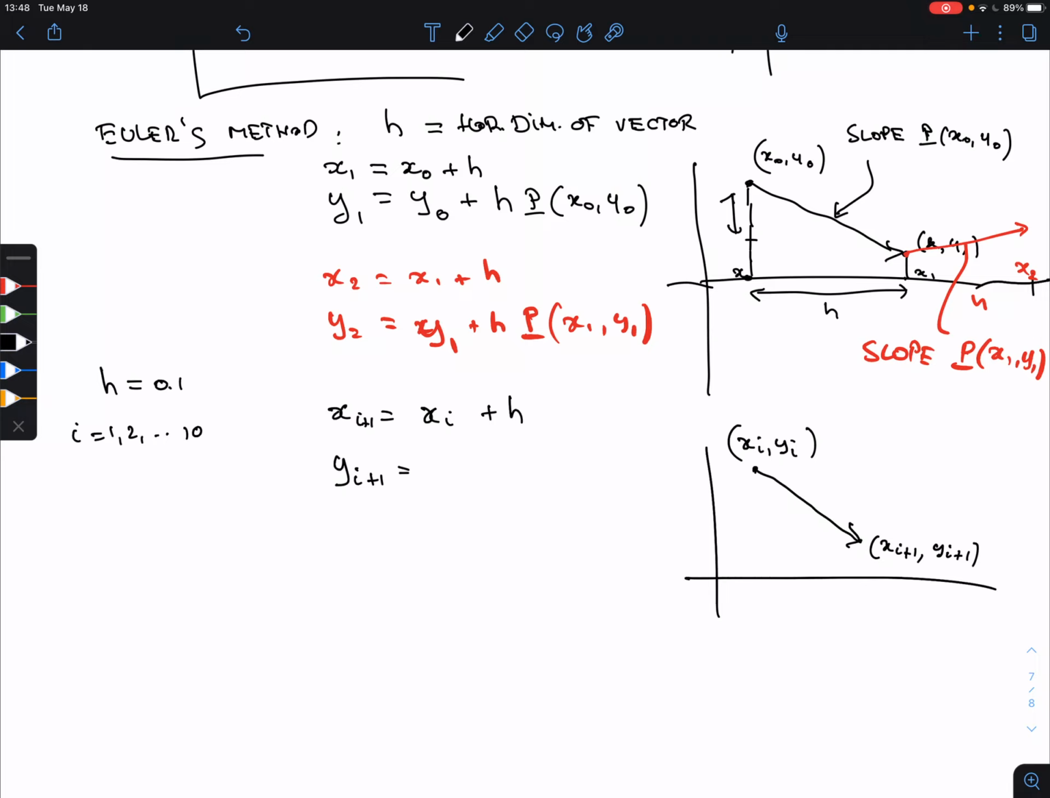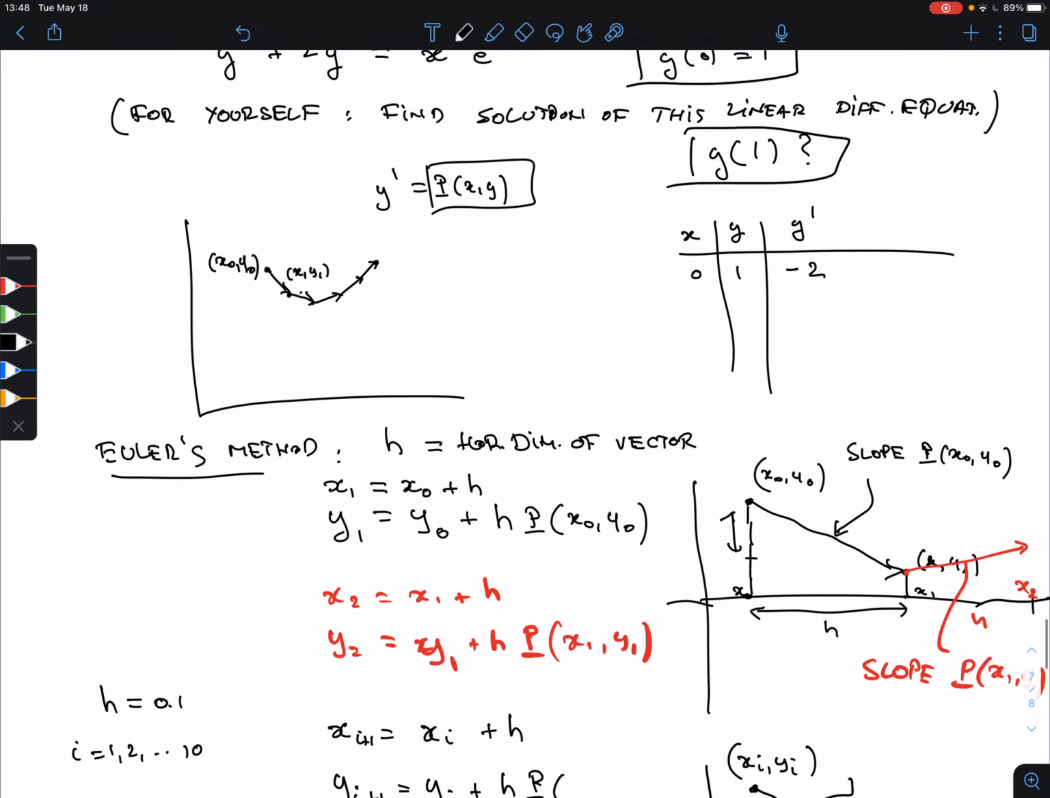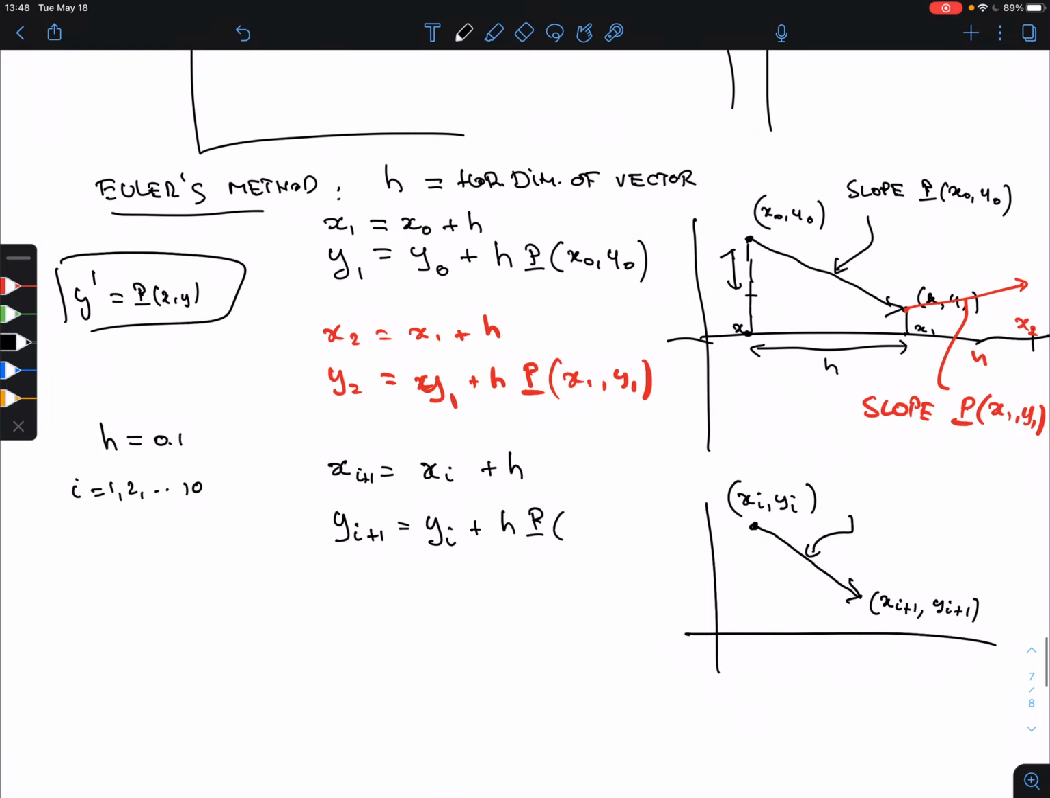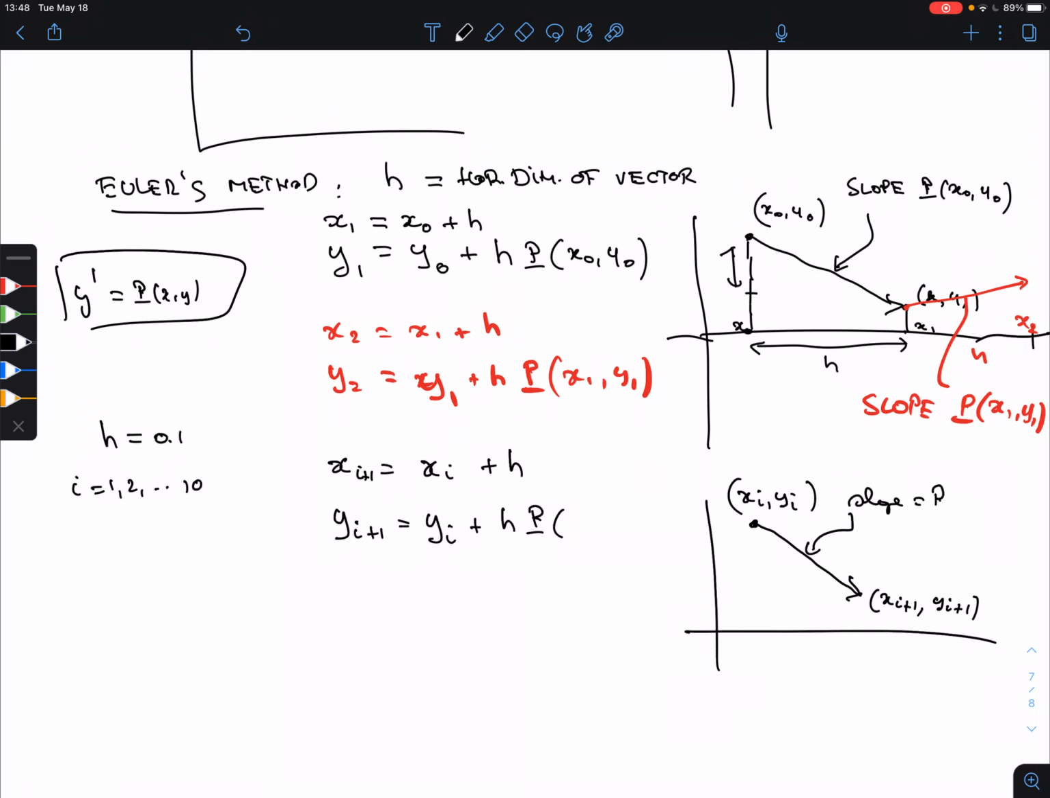After all, we have to calculate these things, so there's no need to have a general formula here. And y_{i+1}, that is then the previous y_i. From here we start. We go down. We follow the arrow for this much length, and the slope of the arrow is given at this point. So the slope is given by the formula. I'll write it down here. This is my formula for the slope. So the slope is p(x_i, y_i).